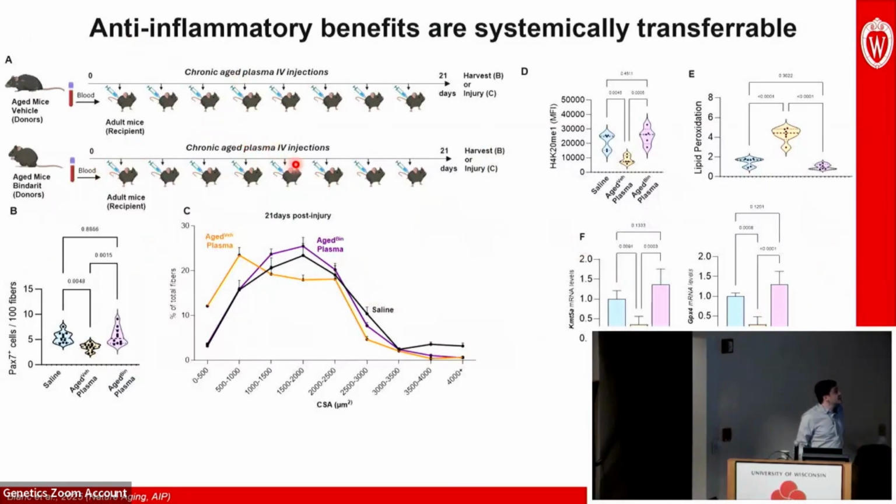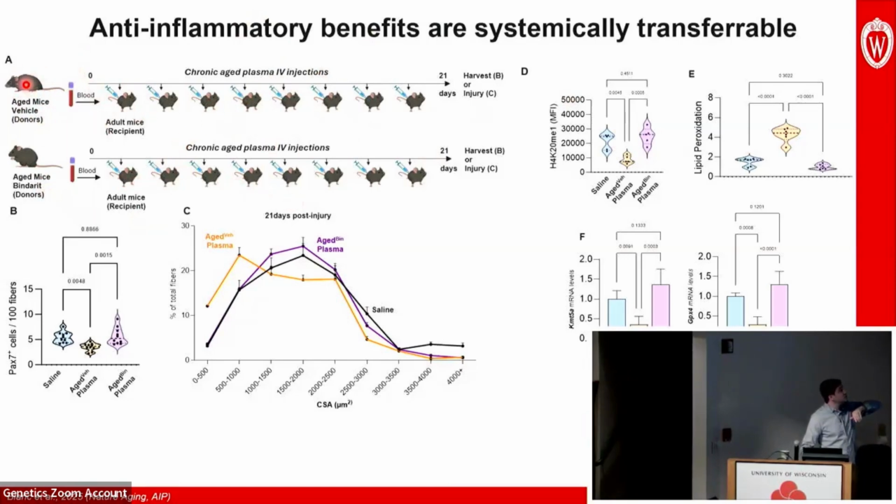Here, we basically decided to check whether those benefits were transferable. So bear with me. Here, we took the plasma of aged mice, regular aged mice, or the plasma of aged mice that were treated for 12 months with Binderit, all right? So basically, they don't have inflammaging. And now we chronically injected that plasma back into young mice.